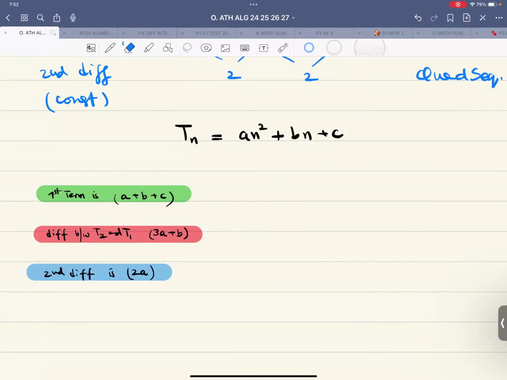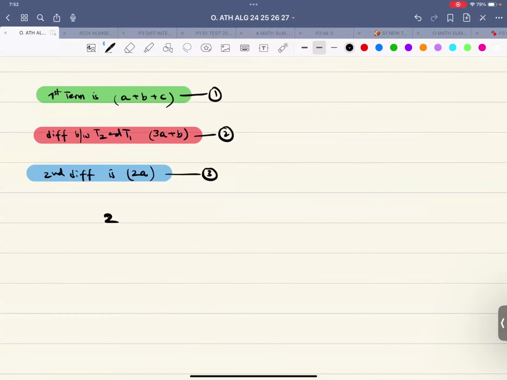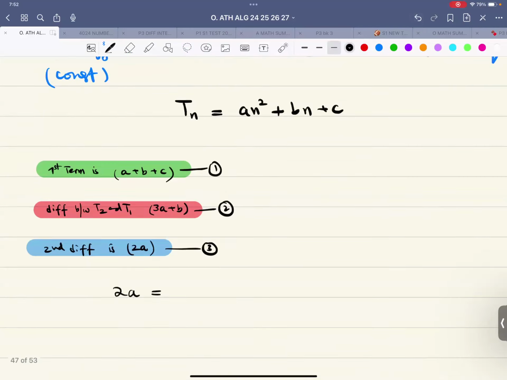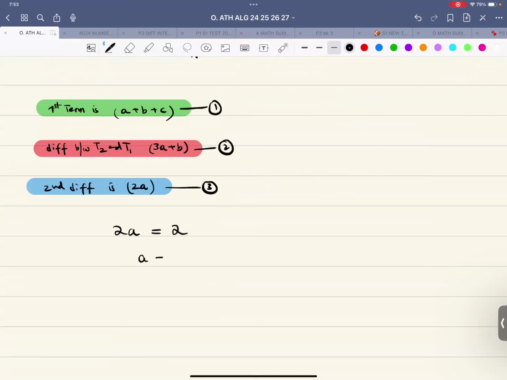So now, first of all, how do we get started? We will start with this last thing. Let's say this is like equation 1, this is equation 2, this is equation 3. We start with the third one, 2a. So let me just write it. This is 2a equals to the second difference, which is 2. Therefore, a comes out to be 1. So that is the first thing that we have obtained, which is a comes out to be 1.